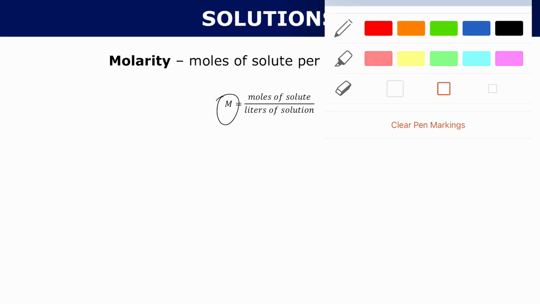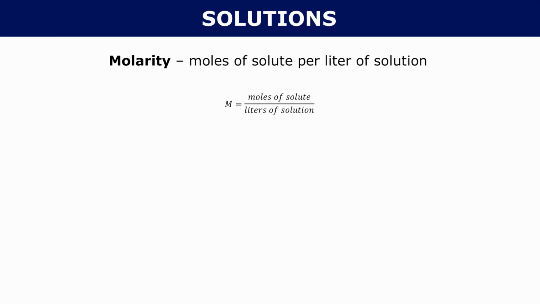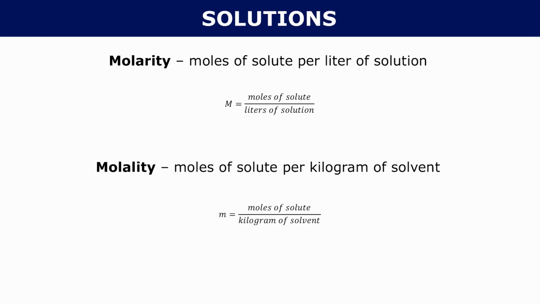It has a little brother, and it's called molality. Molality is moles of solute per kilogram of solvent. And that's really important because in molarity, you have liters of solution, so focus on the solution bit. And in molality, it's kilograms, but it's kilograms of solvent. Again, molarity is far more common than molality, but molality is used for certain properties of solutions that we'll talk about later.